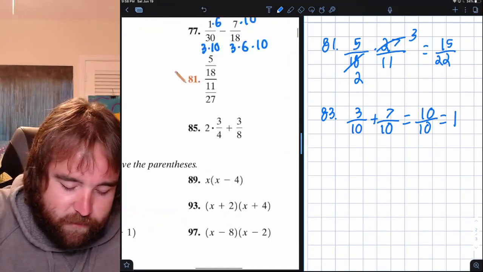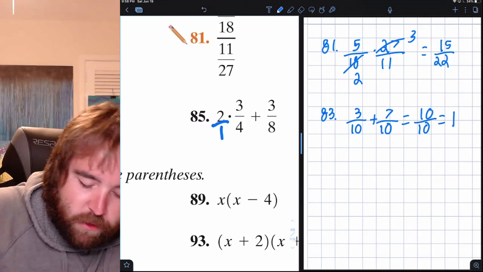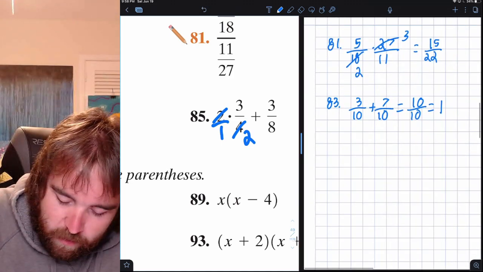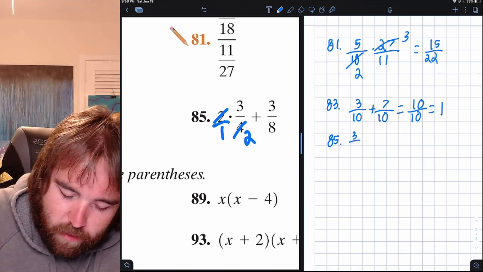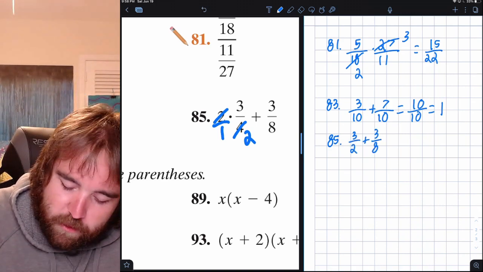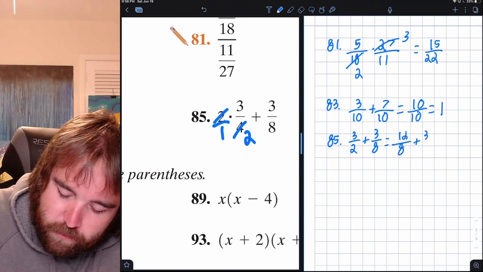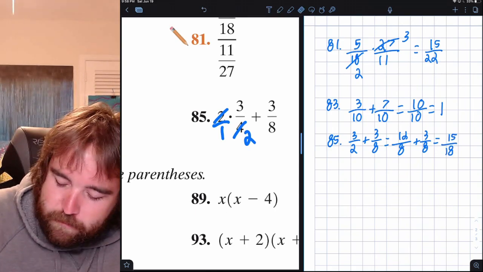All right, 85. So again, let's cancel before we multiply. This is just 2 over 1, so we can cancel that like that and make that 3 halves plus 3 eighths. Multiply that by 4, so make that 12 eighths plus 3 eighths, which is 15 eighths. Eighths, not 18ths.